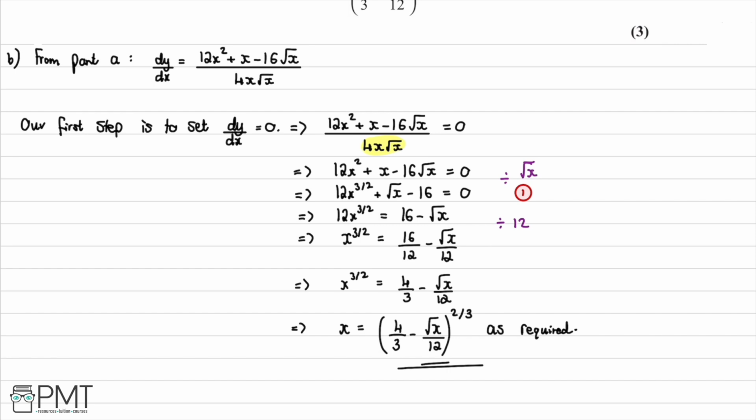So we'll give ourselves this mark when we had 12x to the power of 3 over 2 on its own there. So that was showing we knew the process that we had to carry out. And then finally, we'll get our third mark when we got to the required answer, 4 over 3 minus root x over 12, all to the power of 2 over 3. And that's us completed part B of this question.